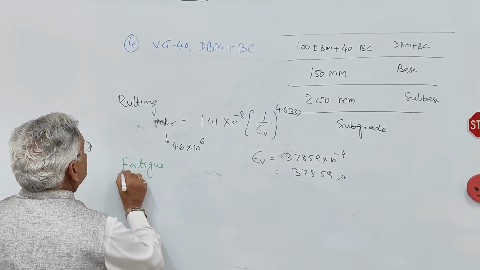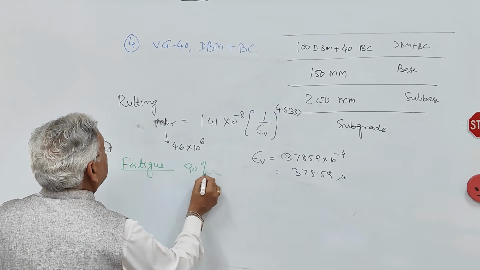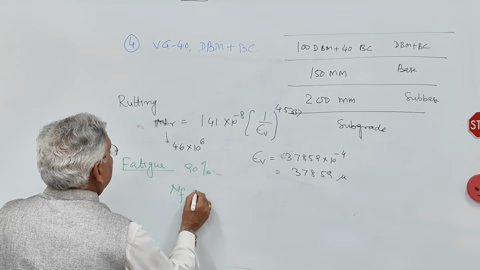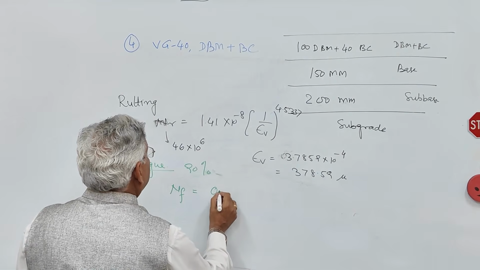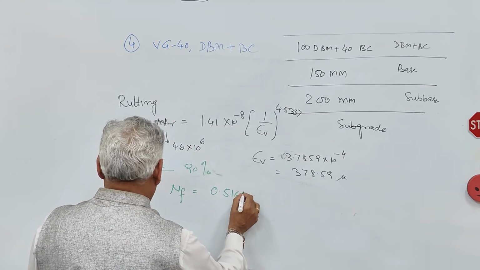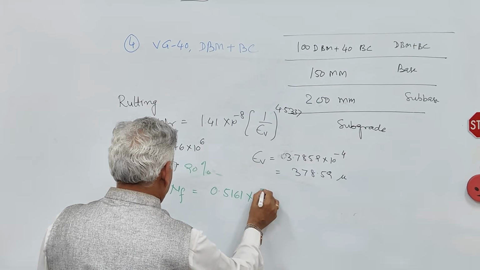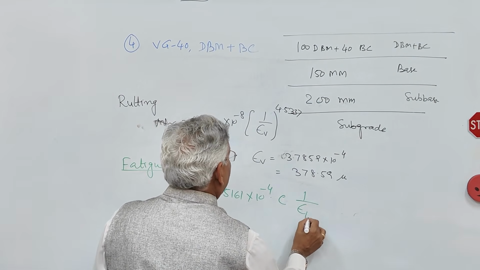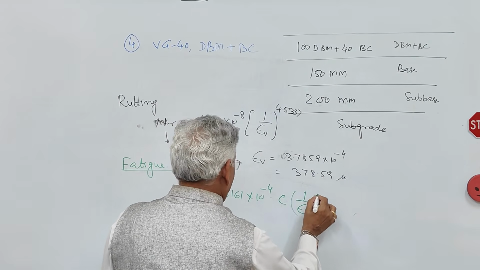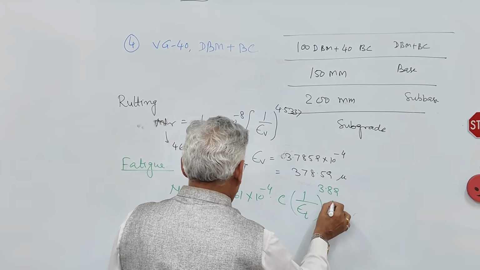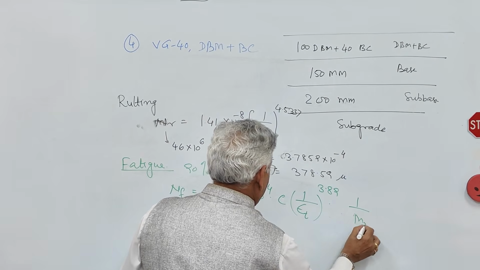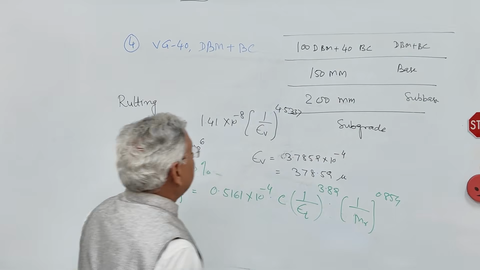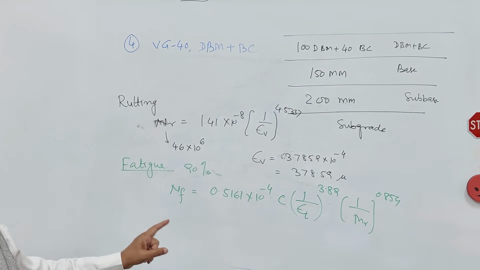and here also you can take 90% reliability equation as given in IRC 37, and here NF is given by 0.5161 into 10 to the power minus 4 into C into 1 upon sigma T power 3.89 into 1 upon MR power 0.854. This is a fatigue equation given in IRC 37.